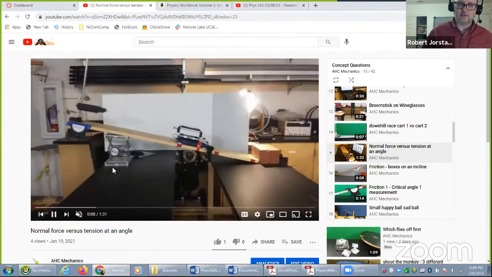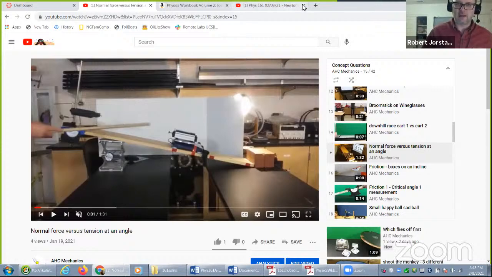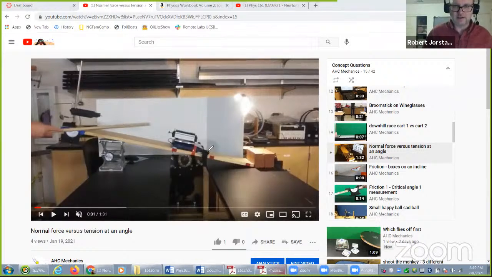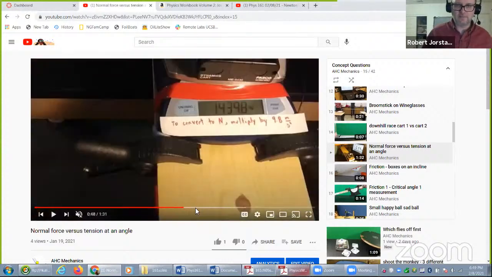So in this case, just to summarize this, we've got a scale here. It takes so long to do this. There's a scale here that's going to read the normal force, and there's a scale here that's reading the tension. So this scale is reading the tension. The idea is I'm going to take this whole thing and change the angle. I'm going to lift it up. I want you to think about what should happen with the normal force and the tension as we lift this. That is the question I wanted to address here. So let's go ahead and hit play here if I can find the right spot in the video.